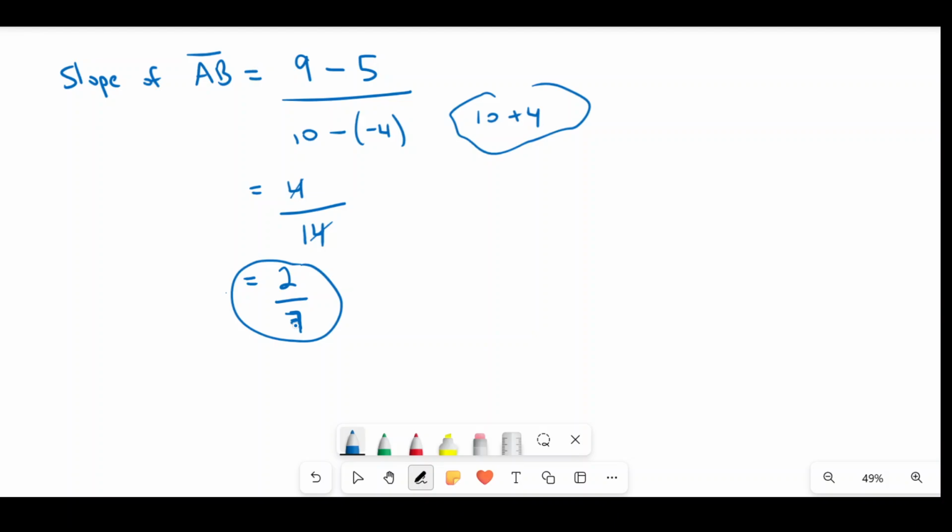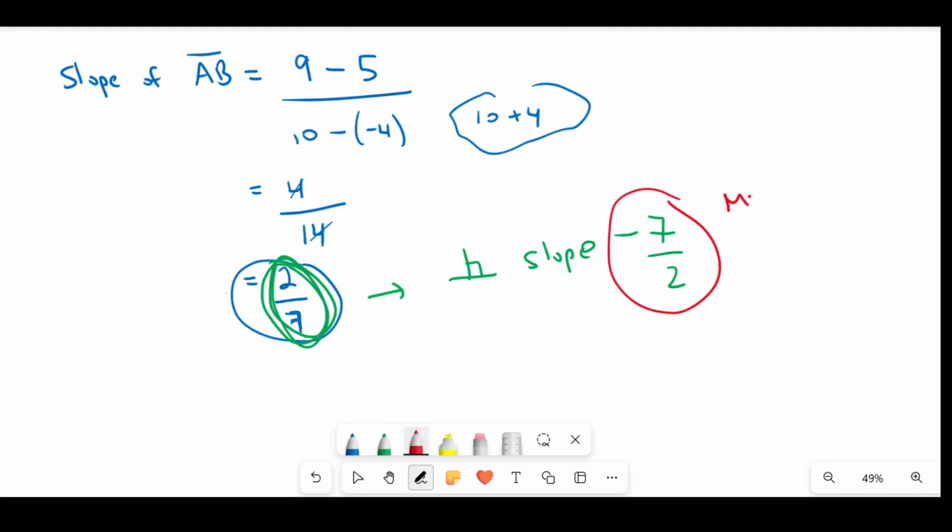My line is perpendicular to this, so I need the perpendicular slope. We remember how to find the perpendicular slope. This is the slope I was given. I'm going to flip the fraction upside down. So instead of 2 over 7, 7 over 2. And I need to change the polarity. This is a positive slope, so my perpendicular slope must be negative. So the perpendicular slope is negative 7 over 2. That is the slope of my line.